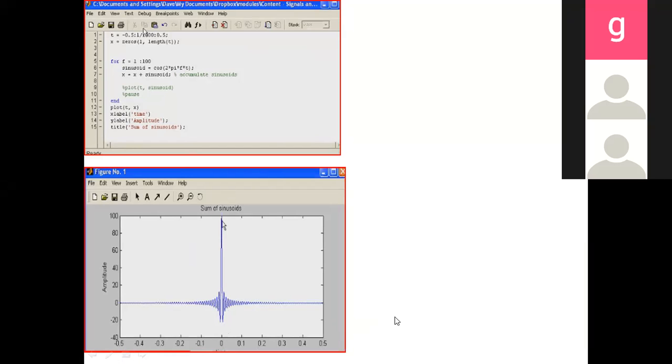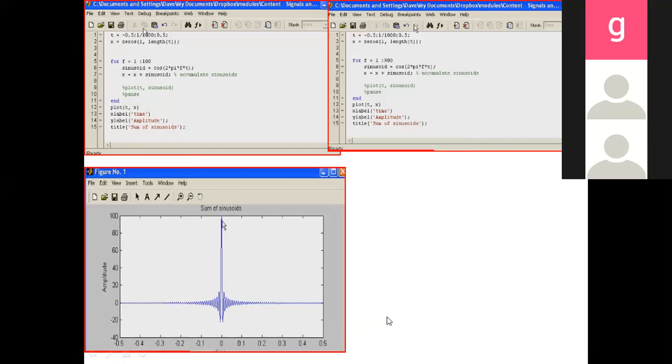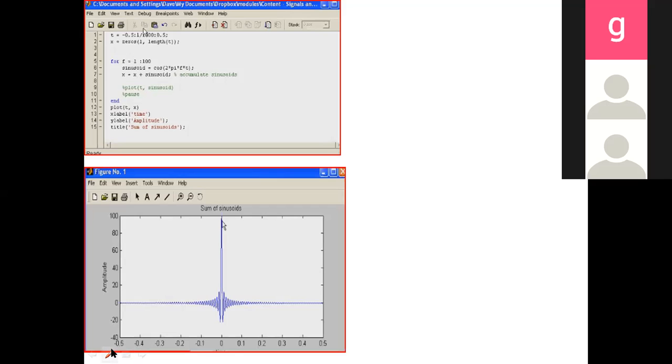At time t equals to 0, you get a spike. This is t greater than 0, this is t less than 0. See, there is a spike. So how did I obtain it? I have summed up some 100 sinusoids. Then I get an impulse function like this.